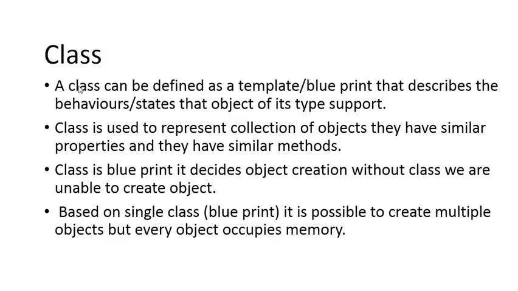Some more important points about class we also discuss. Class can be defined as a blueprint that describes the state and behavior that objects of its type support. So class is used to represent a collection of objects that have similar properties and similar methods. And class is a blueprint. It decides object creation. Without class, we are unable to create an object. Based on a single class, it is possible to create multiple objects, but every object occupies memory.